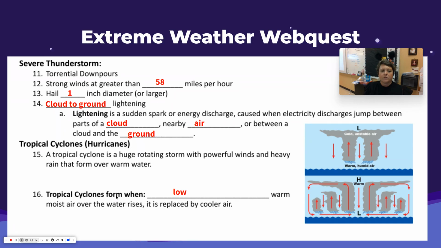Tropical cyclones form when low, warm, moist air over the water rises and is replaced by colder air. So this warm, humid air is not dense, right? So it wants to rise. And then it gets replaced by colder air that wants to come down here because it is dense.